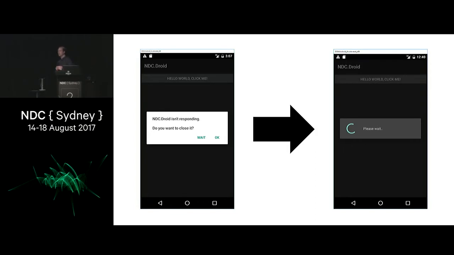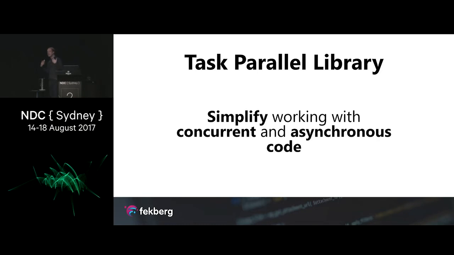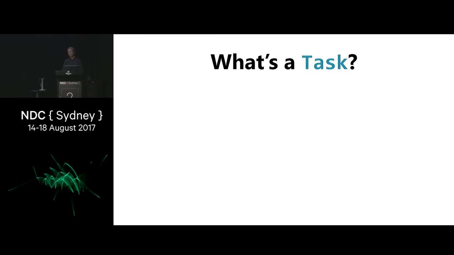And to do that, we introduced the task parallel library. So the task parallel library allows us to simplify working with concurrent and asynchronous code. So concurrent code, that's parallel programming. And asynchronous code is just a way for us to run something concurrently and then get notified when that work is done. So if we look at this TPL, we saw a little hint of that before, and most of you have probably worked with tasks.